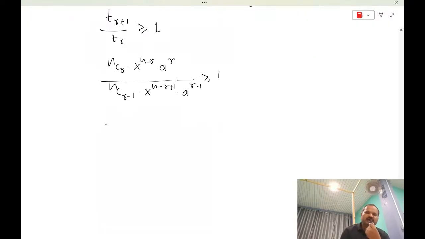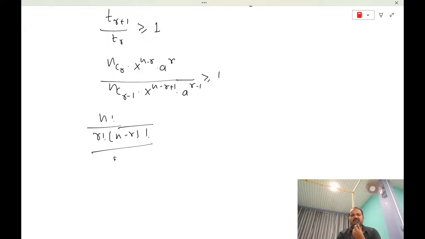So nCr divided by nC r minus 1. nCr is n factorial by r factorial and n minus r factorial, divided by n factorial by r minus 1 factorial and n minus r plus 1 factorial. Now we will see the second term, that is x to the power n minus r.